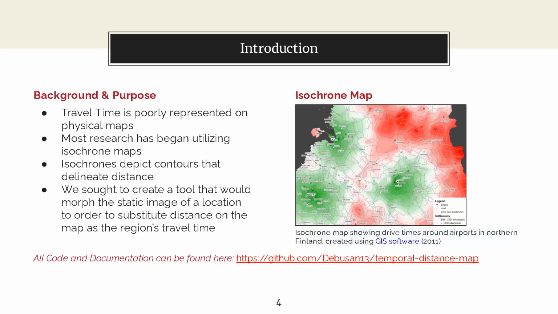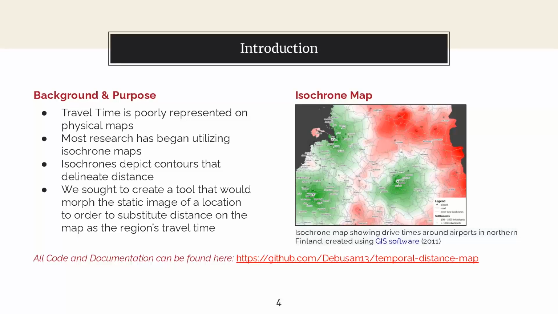This isochrone map is basically showing the drive times around airports in northern Finland. As you see, there are contours that depict time constraints placed around the cities, showcasing how long it will take you to reach certain areas away from the central point, which would be the major airports. Looking at this map, we have the contours that dictate the time, but it's a lot harder to figure out the actual relation of the travel time to the area surrounding it.